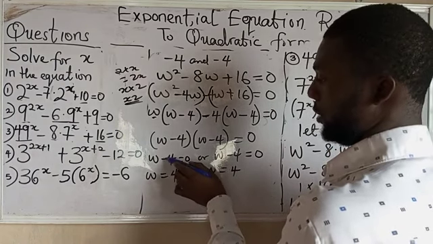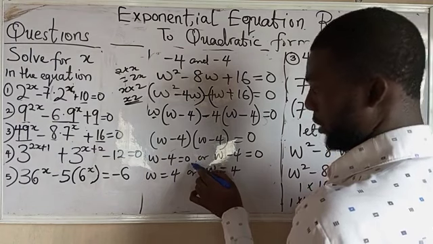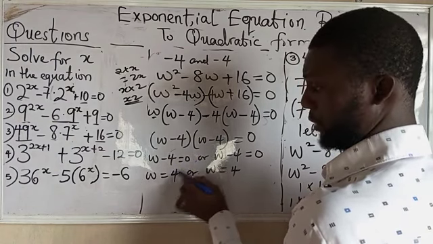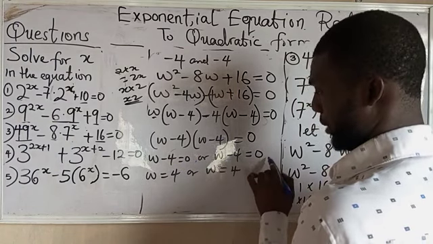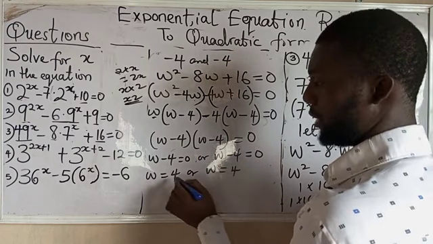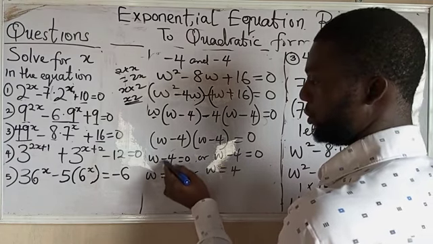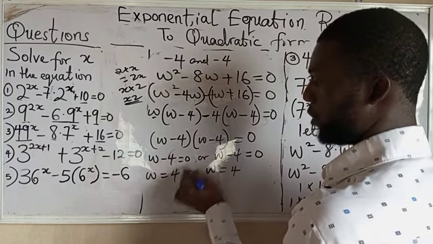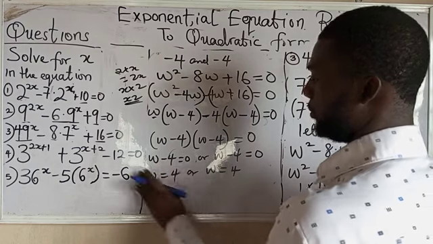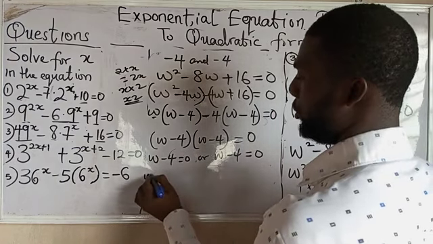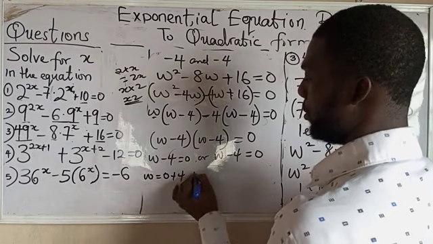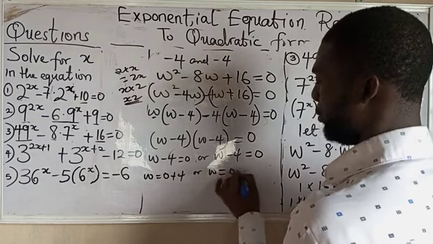Let's not forget that this minus 4 goes out and becomes a positive 4. This minus 4 goes out here because I want to make w stand alone. So what am I going to do? When minus 4 comes here, it becomes plus 4. As w equals 0 plus 4, or w equals 0 plus 4.